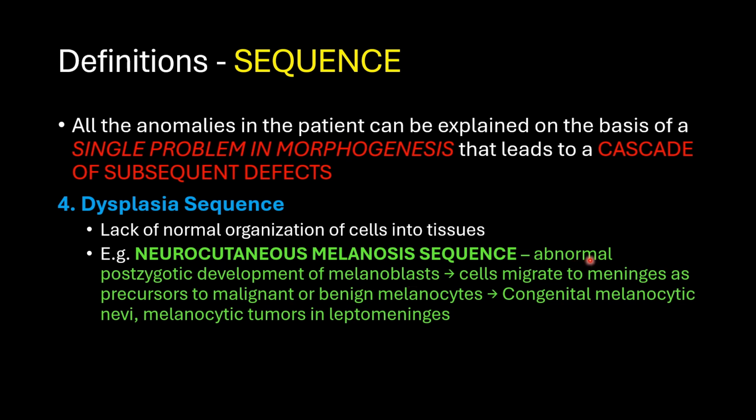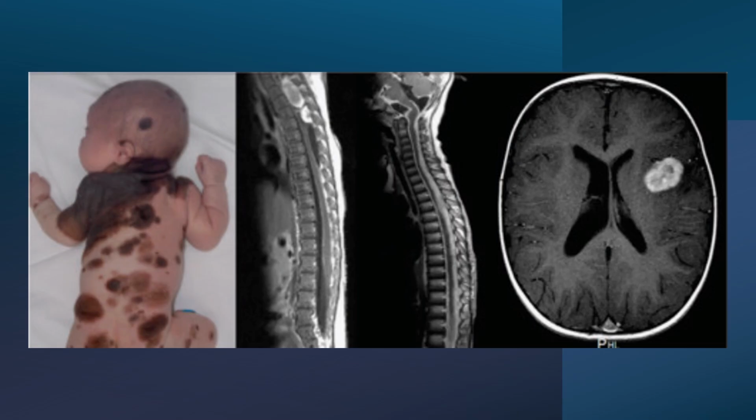The initial problem is abnormal organization of cells into tissues, especially here in this case the example is melanoblasts. So that leads to a sequence. This example is neurocutaneous melanosis sequence and it comes under the category of dysplasia sequence. You can see the neurocutaneous melanosis sequence here. There are abnormal large congenital melanocytic nevi and there are meningeal tumors.